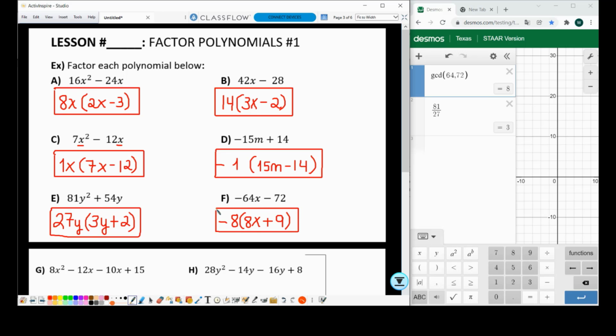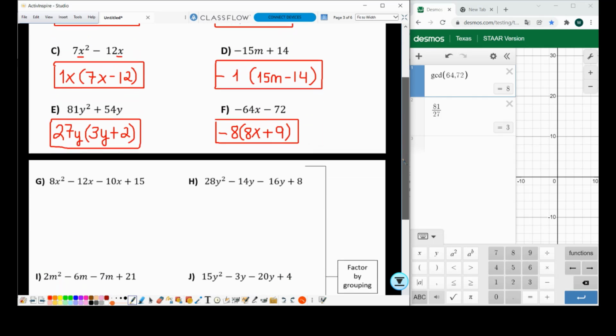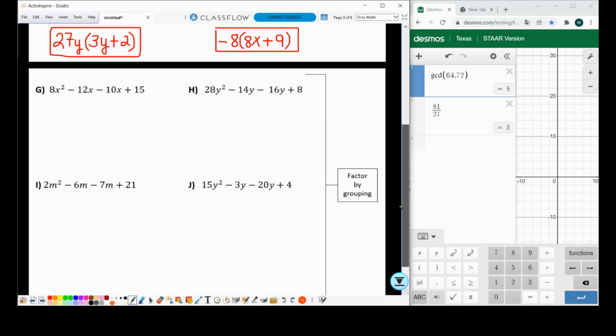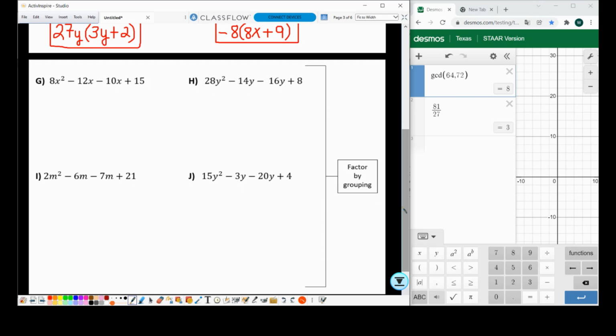Now, on the next set of examples, if you notice, now I have 4 terms. And we're going to do something called factor by grouping. Okay? What we're going to do is we're going to group the first 2 terms and the last 2 terms. And we're going to do similar to what we did before. We're going to ask ourselves, what is the biggest number that goes into 8 and 12?